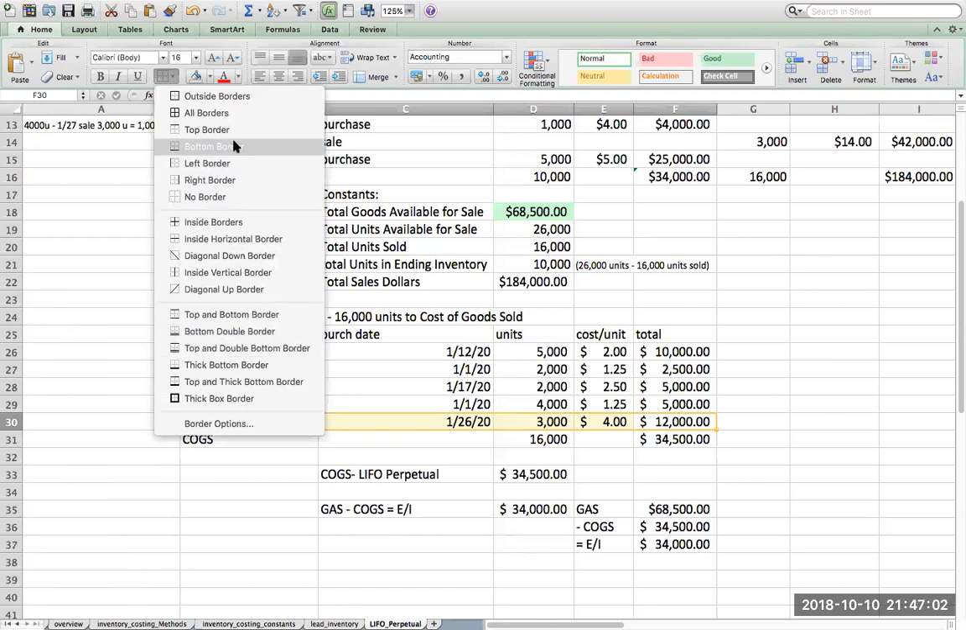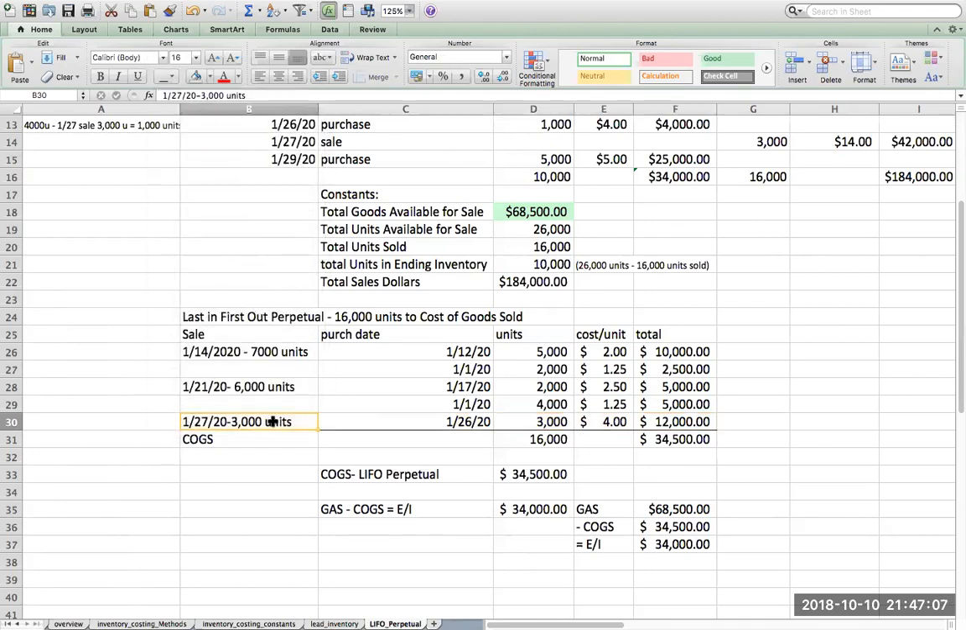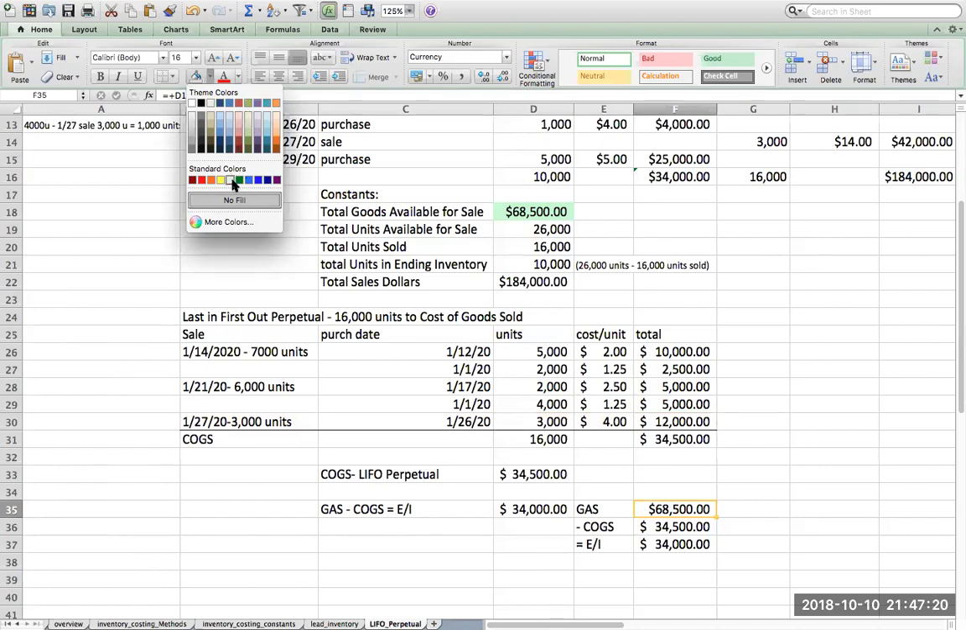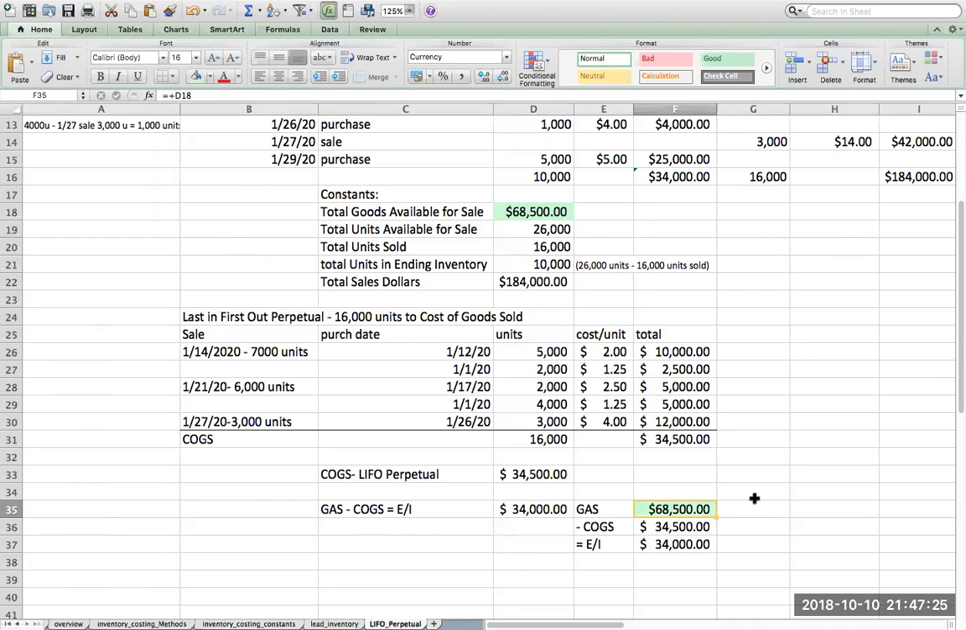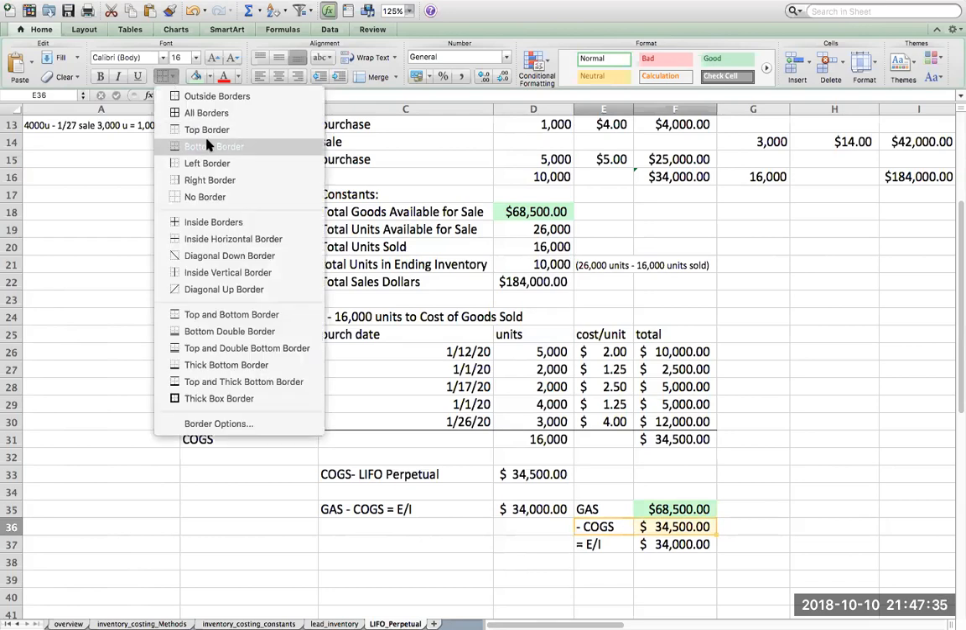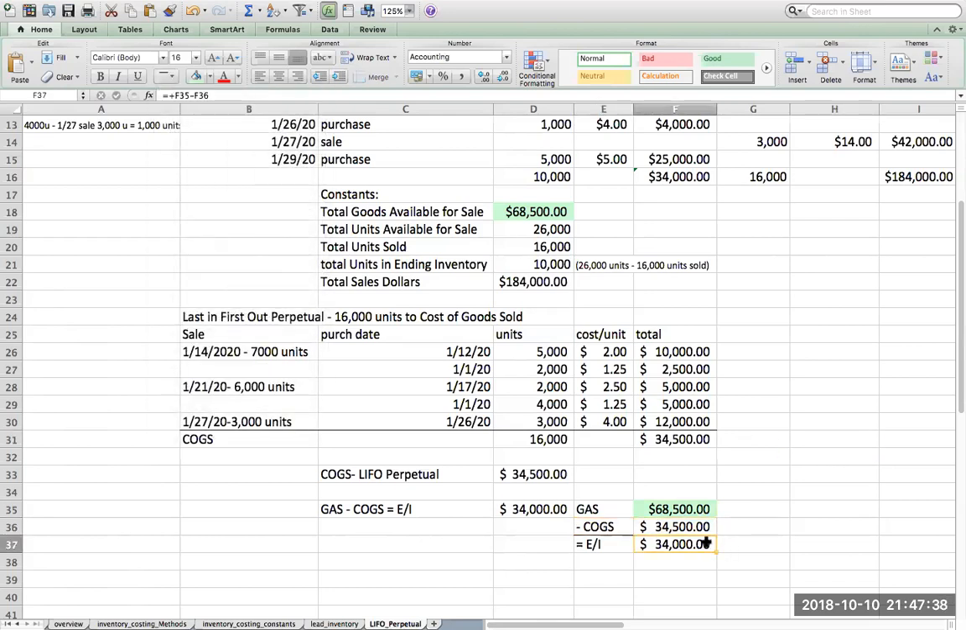sorry about this, I just want to put a nice little border down here if I can. Let's make this a little bit darker so we can follow. There we go. So my goods available for sale was 68,500. That never changes, right? That is always going to be the same. My goods available for sale is going to be the same for every single problem that I do. My cost of goods sold, I computed that to be 34,500. So therefore, my ending inventory right here will be $34,000.